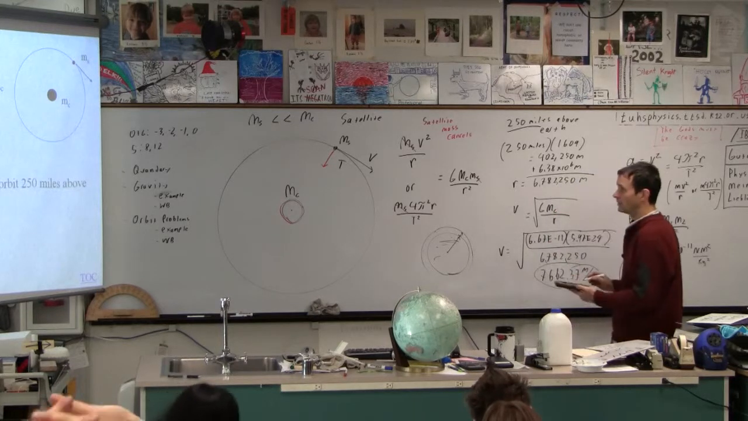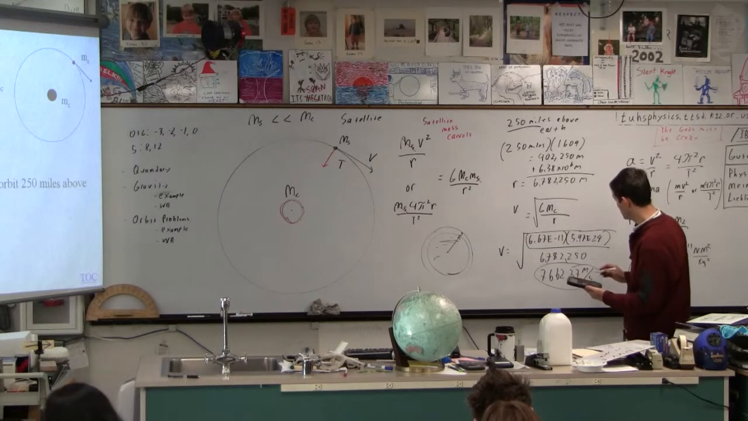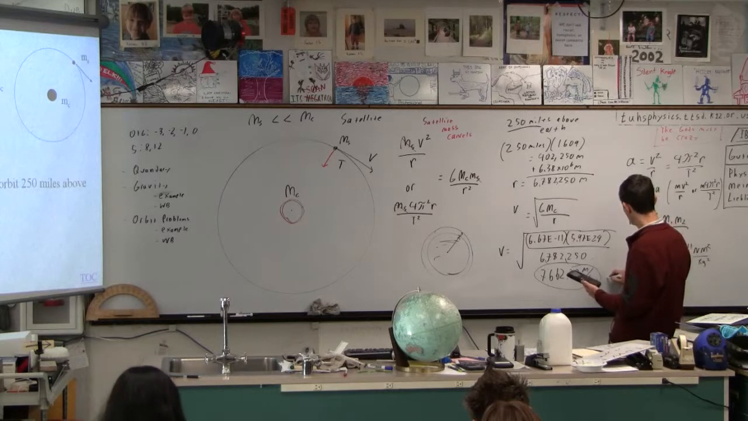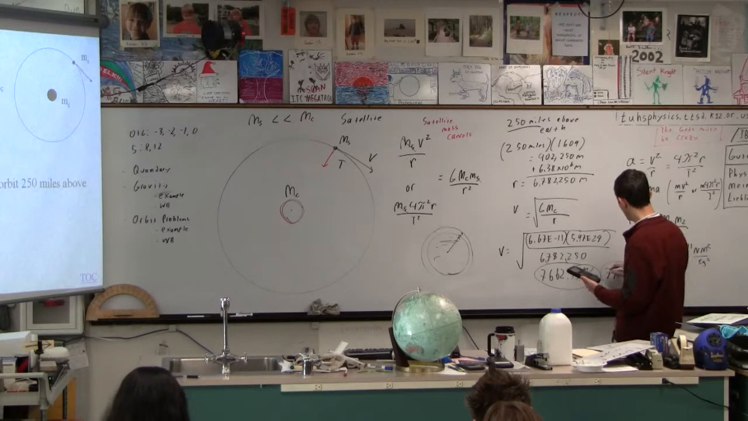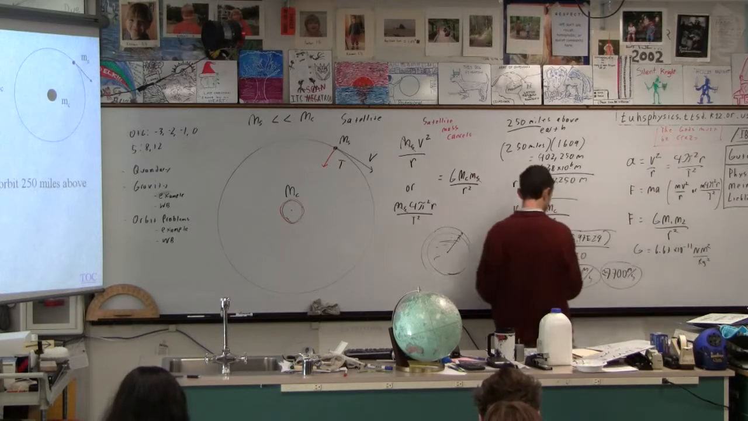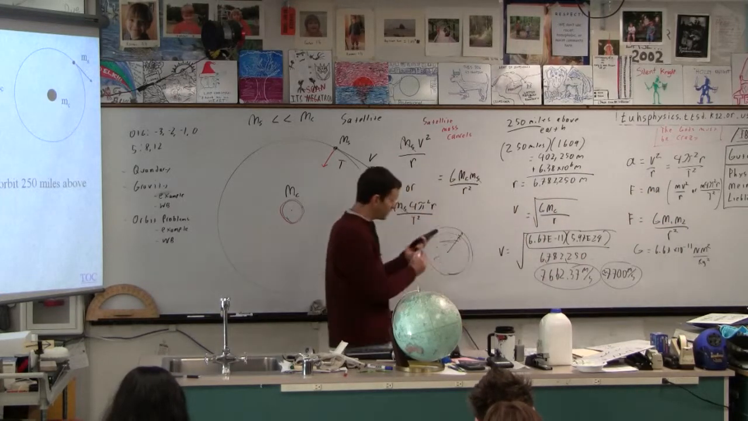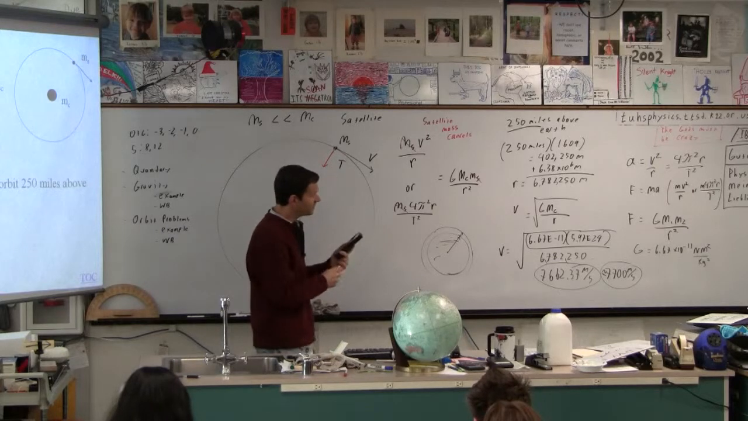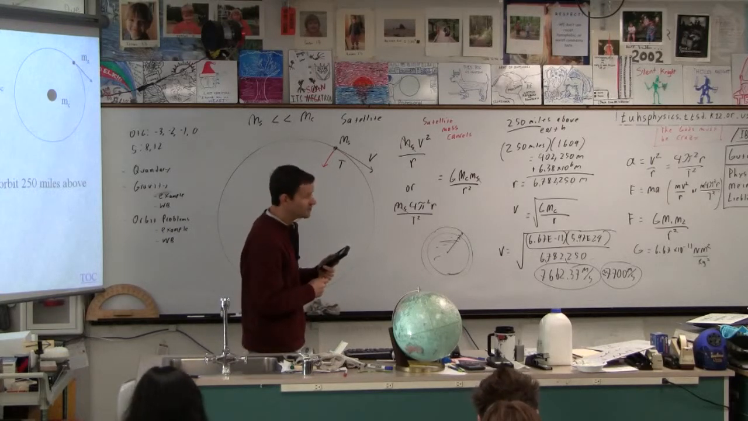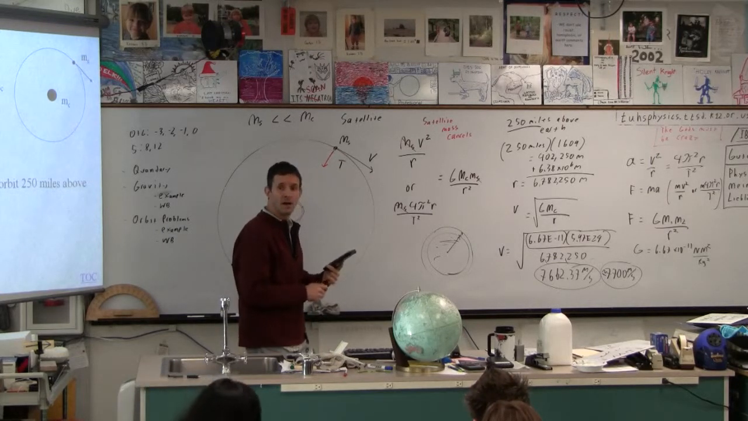And we only have basically 2 sig figs. So you'd have to say 7,700 meters per second is about. Right? This is what we think it is, but there it is, right? About 7,700 meters per second. Is that fast? Yeah, it's kind of fast.